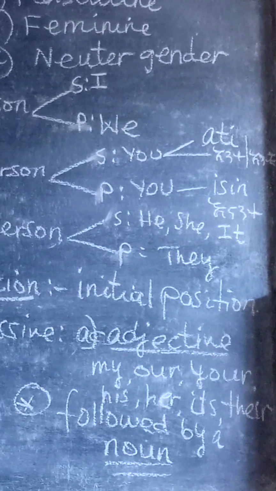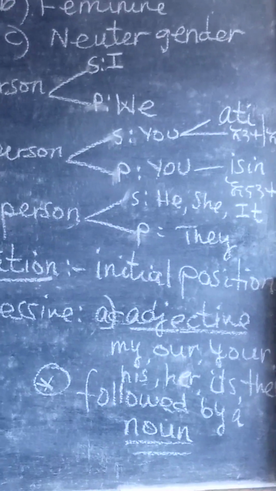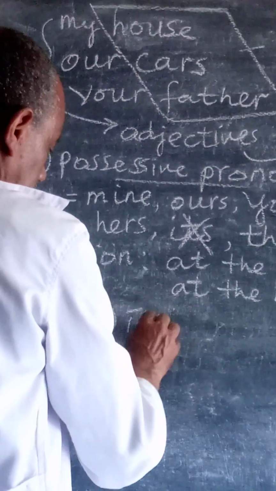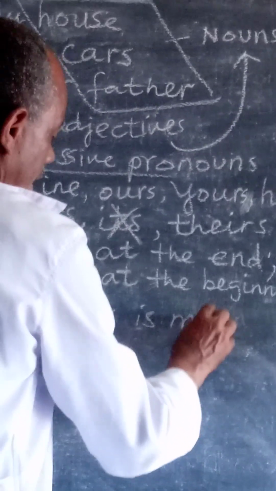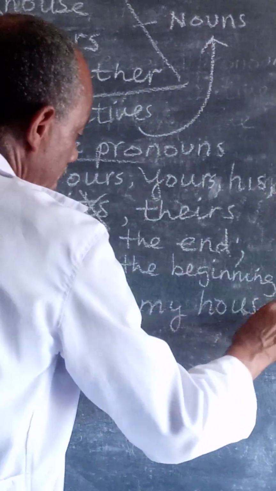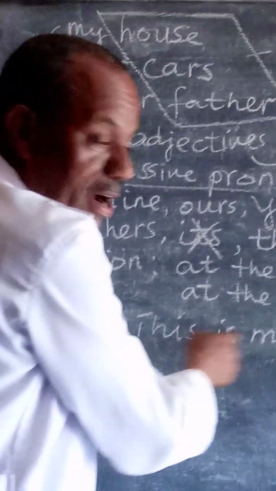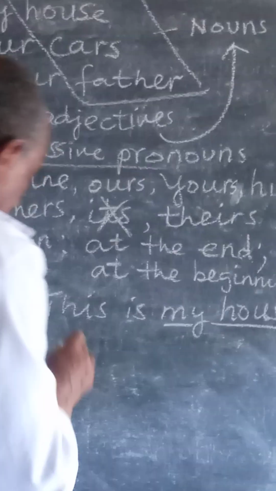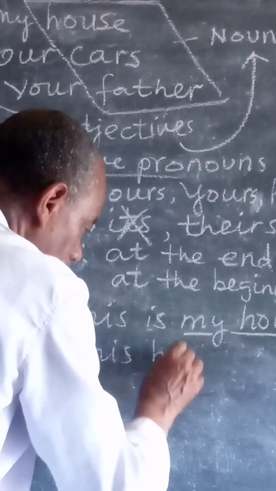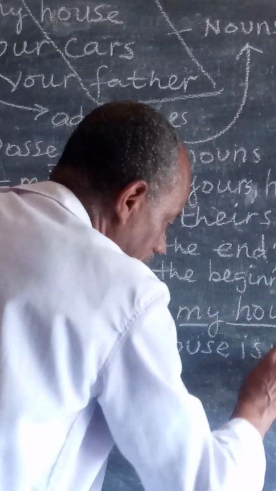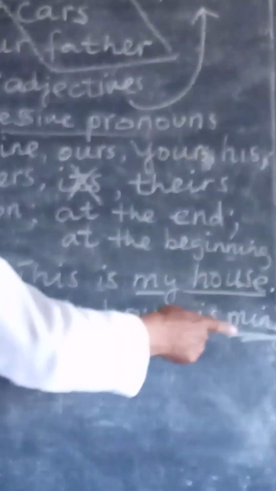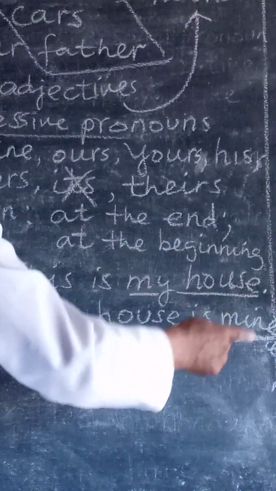Let's look at how they are used in sentences. Example, taking these two parts. Number 1: This is my house. My plus noun. Then: this house is mine. Mine can stand by itself here at the end.